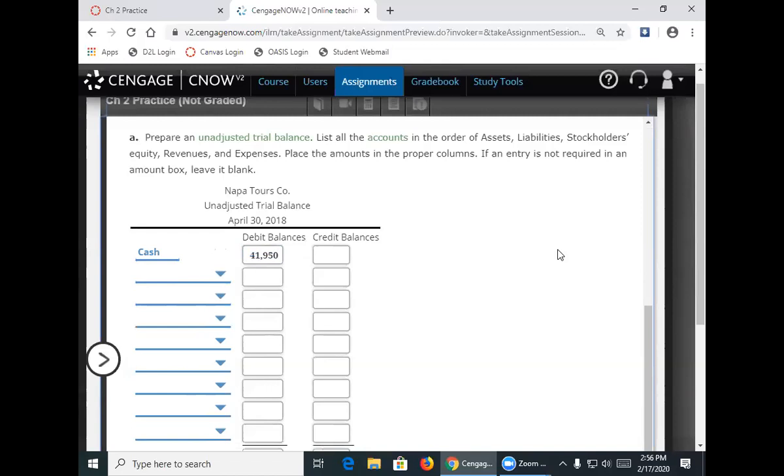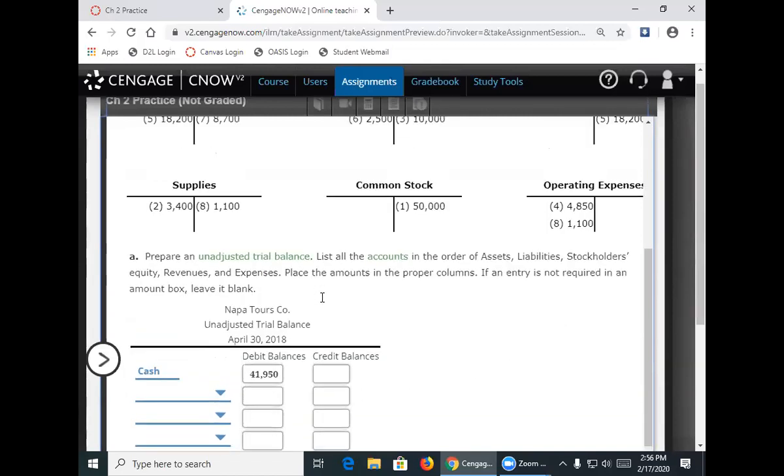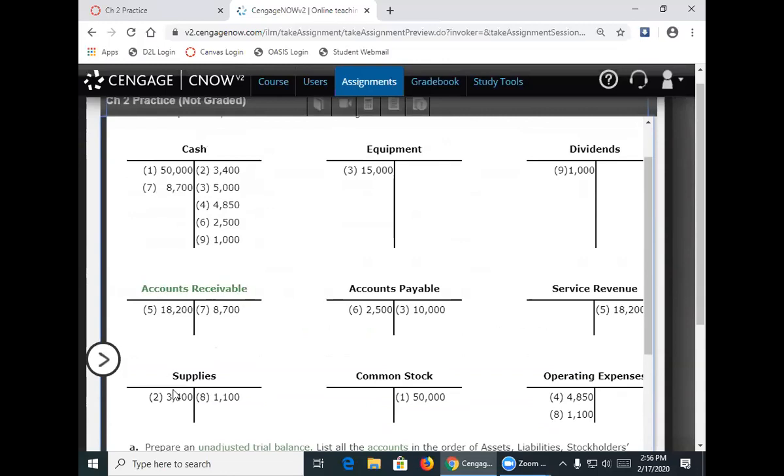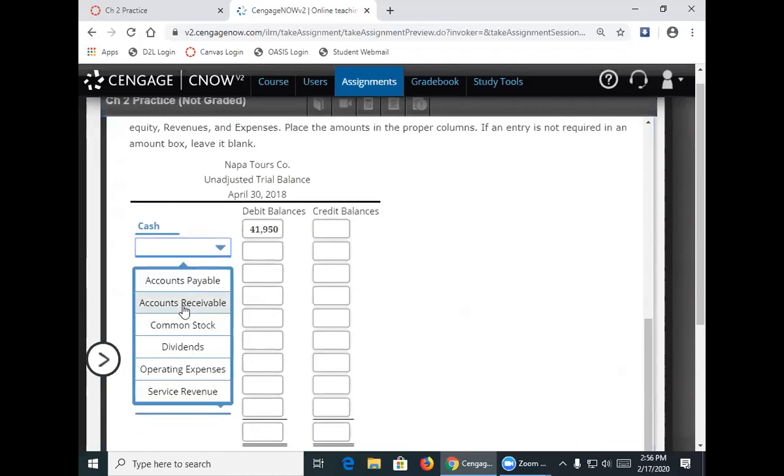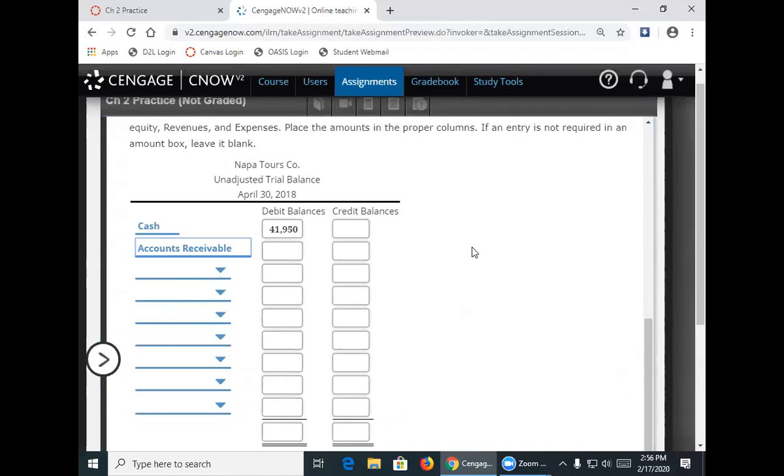We are going to go in chart of account order, which in this case, I'll just show you. They actually listed them: cash, accounts receivable, supplies. So all of our assets first, and they listed them in order down the column. When we're doing our unadjusted trial balance, they'll usually give you a chart of accounts and you would just list it in that order, or the order that they're in the ledger, same difference.